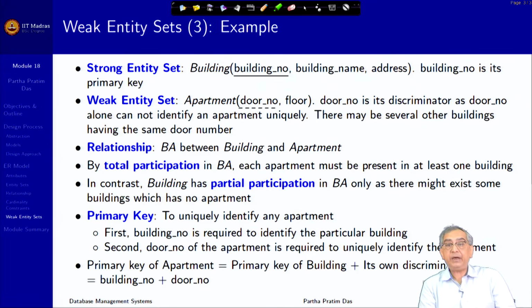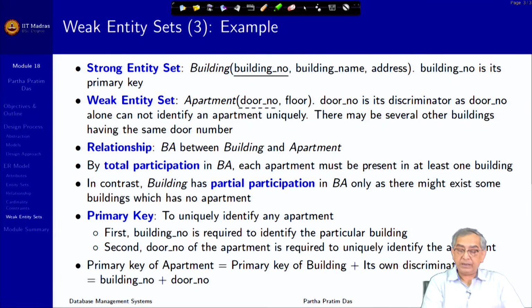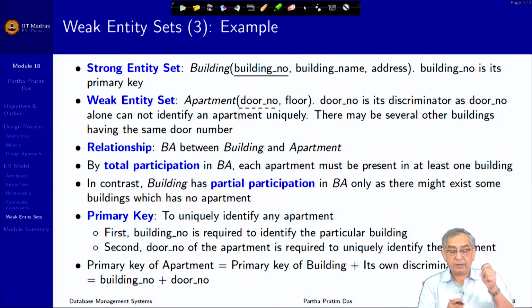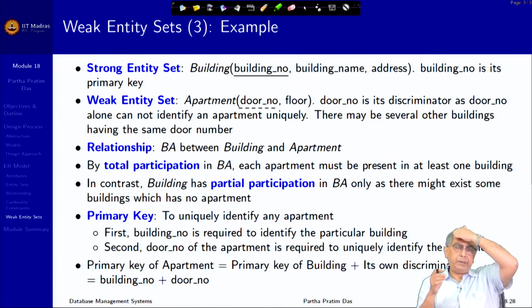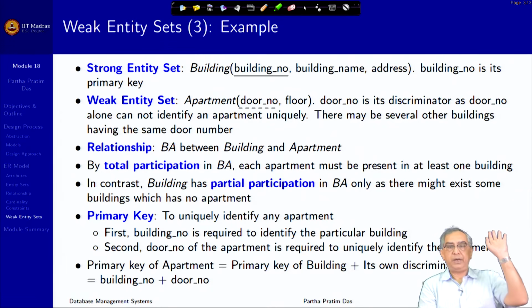Let us say I have an entity set building, which has building number, building name, address. Building number is unique, so this is a primary key and it is a strong entity set. I have another entity set called apartment, which has the door number and the floor. Now, this door number is not a primary key of the apartment, because the same door number may be there in apartments in multiple buildings. Door number 201 may exist in multiple buildings. So, just by door number you cannot uniquely identify the apartment.